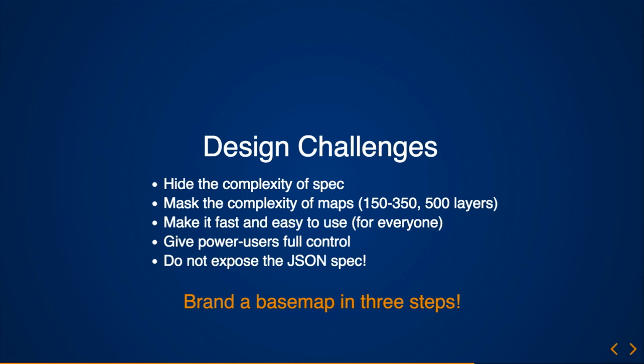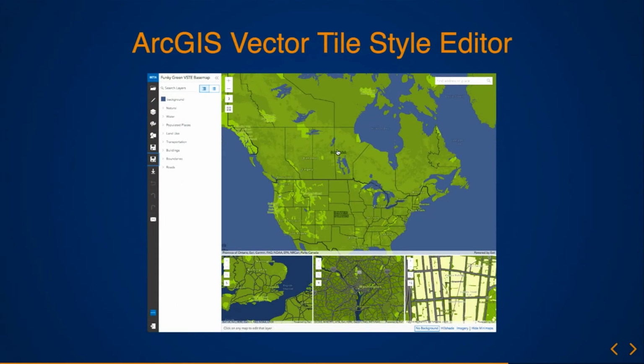But we wanted to make it fast and easy for everyone, the advanced cartographer who wanted fine-grained control, as well as the designer. We wanted to expose full control for the power users. And then we wanted to do everything not to expose the JSON, because to us, that was the get-out-of-jail-free card that we didn't want to play. And my personal goal was to build the system so that you could actually brand a base map in three steps. And given these challenges, it was incredibly difficult.